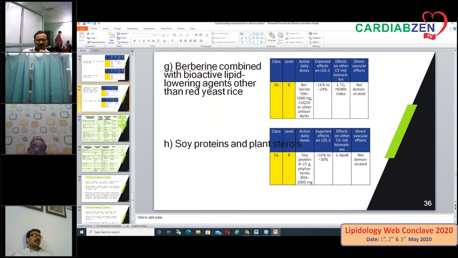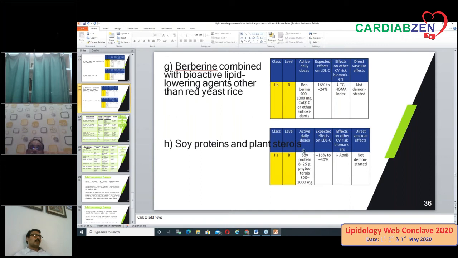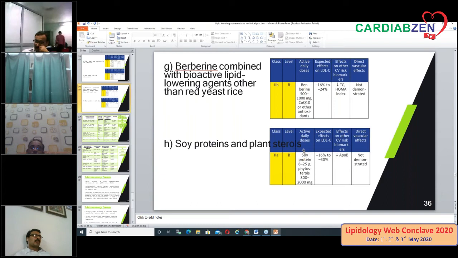Soy protein, which is very easily available in markets, and plant sterols, they have a huge propensity of reducing the LDL cholesterol up to 30%. It has been seen. Soy protein in the dosage of 8 to 25 grams. What I recommended to my family members is that every day in the morning we have the soy protein in our breakfast.